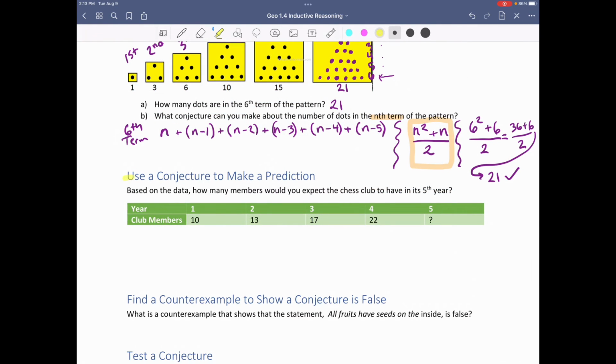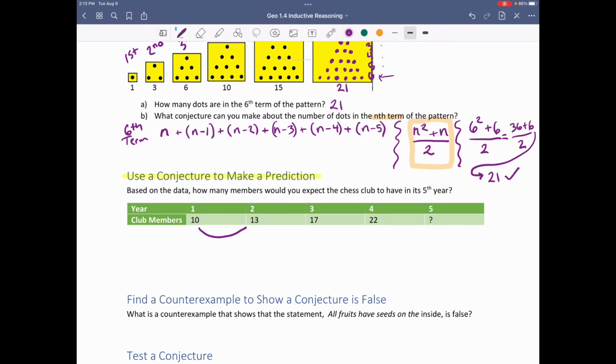Now, we will use a conjecture to make a prediction. So based on the data, how many members would you expect the chess club to have in its 5th year? So in our first year, we had 10 members. In the second year, we had 13. In the third year, 17 members. Fourth, it's 22.